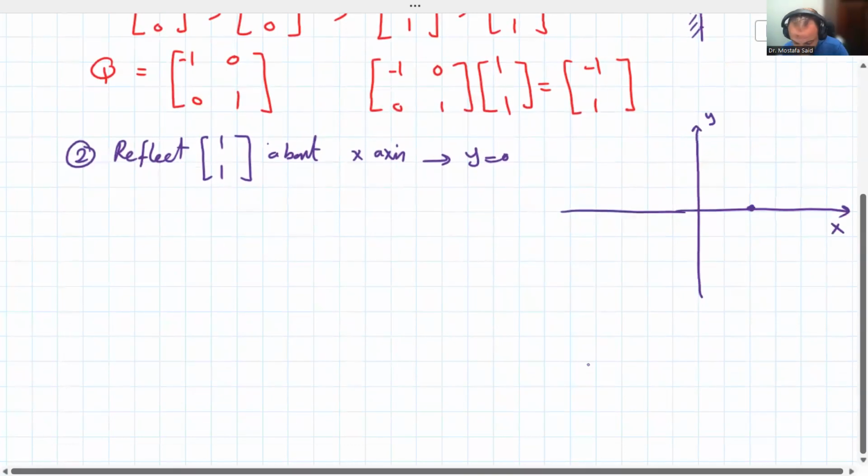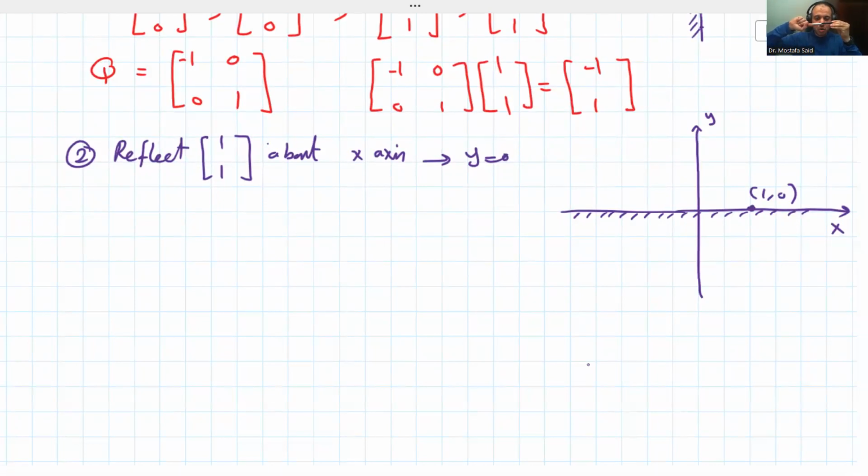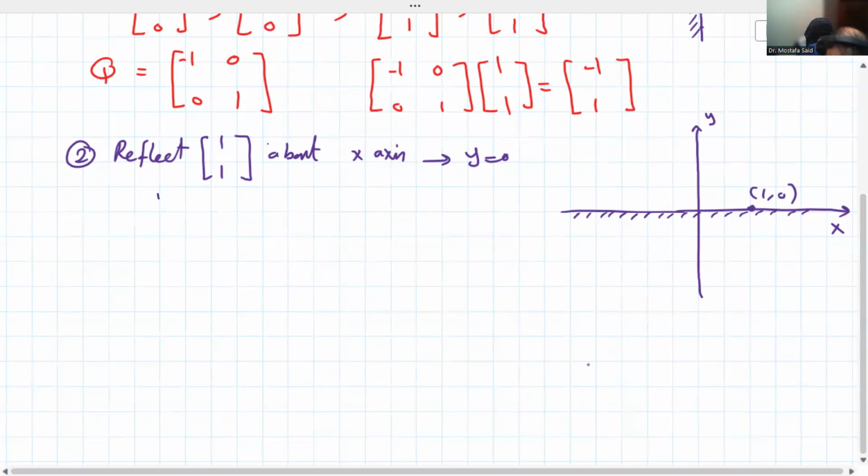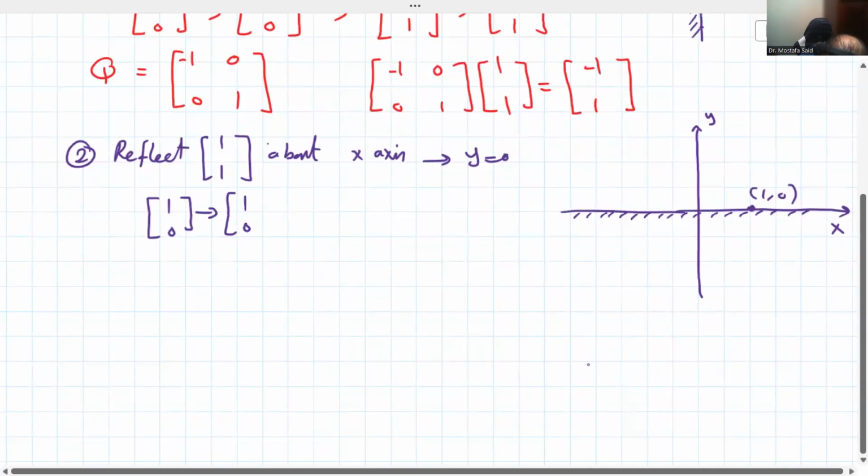Okay, so now our mirror is on the x-axis, so that's the mirror. So the point 1, 0 is on the mirror itself. So it is 0 distance from the mirror, so its reflection will also be 0 distance from the mirror. It's basically the same point, right? So 1, 0 will stay the same, 1, 0.